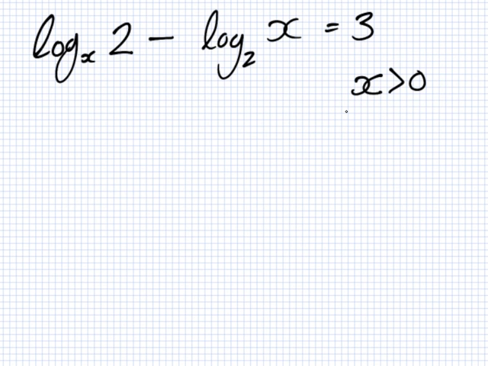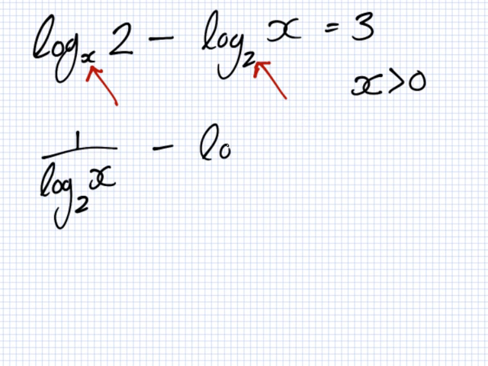Right, so here we need the x to be positive. Now we can start to solve it. Alright, so now what could we do to solve it? Well, a lot of people notice the problem here is with the base. Here's an x and here's a 2. So the first thing I'll do is change the base. I think it's rule 4, isn't it? I'll swap these two. So this will be 1 over log 2x minus log 2x equals 3.